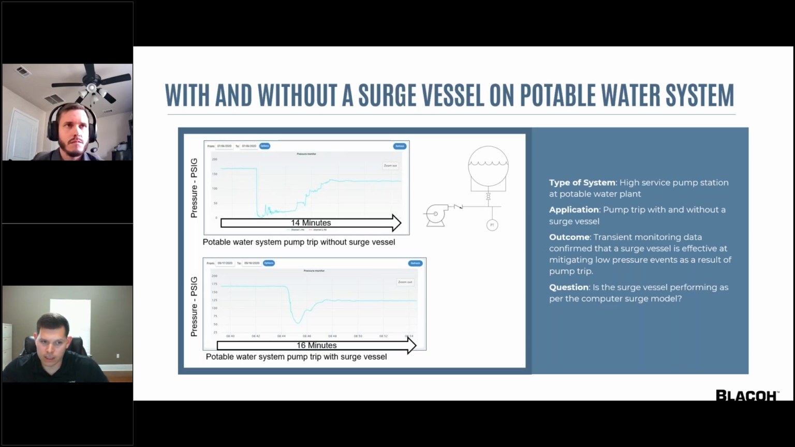If we look at the data on the bottom, that's with protection, and it only went down to 50 PSI and returned to static pressure much faster. So it's really interesting to see how the vessel was effective at giving energy into that system. It mitigated the low pressure during the same type of event. And this data can also be compared to your computer surge model to confirm your vessel was sized correctly and performed as designed.